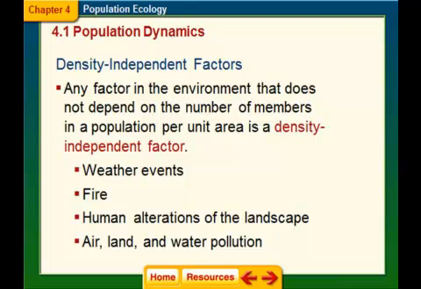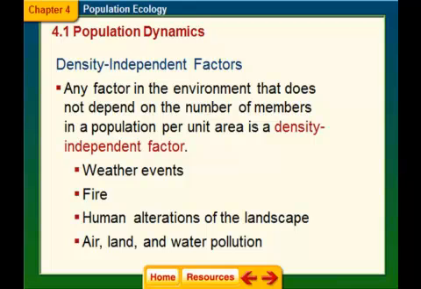Likewise, a fire. A fire doesn't depend on how many gazelle are there, whether it's going to affect the gazelle population. Human alterations, we affect the landscape. We build roads that affect the migratory patterns. We wipe out minor ecosystems when we build buildings or when we build cities and towns. And we don't really take into account, we don't build because there's 100 ants versus 50 ants. Okay? It still affects the population.